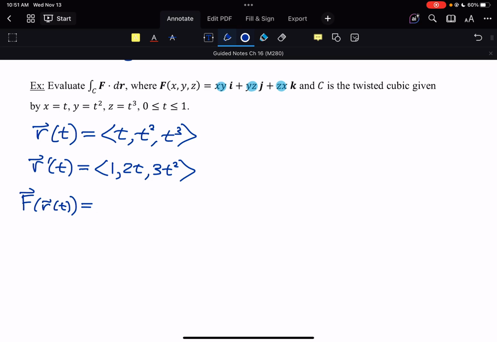So we get x times y is going to be t times t squared, so that's t cubed. y times z is going to be t squared times t cubed, so t to the 5th. And z times x, that's t cubed times t. That's t to the 4th.